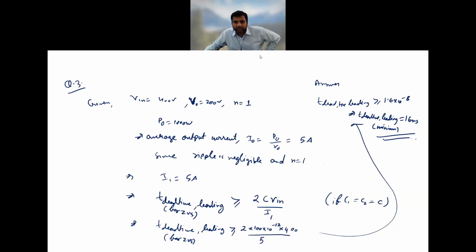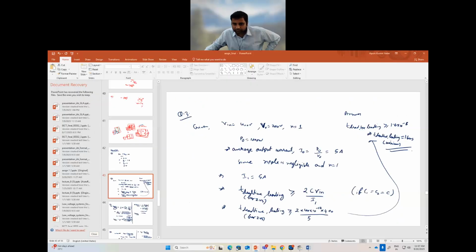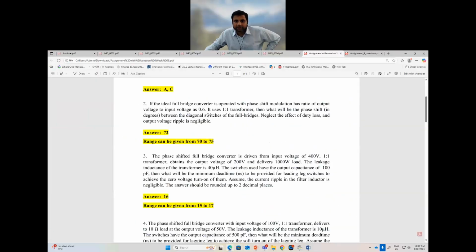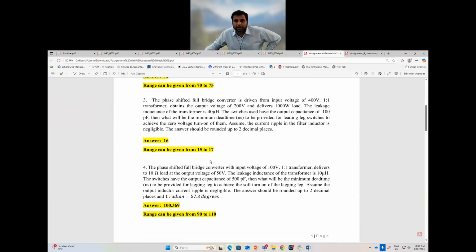Then comes your question number 4. In question number 4, it is given that the phase shifted converter, these values are given. Now in this question, we have to find the minimum dead time we have to provide for the lagging leg.